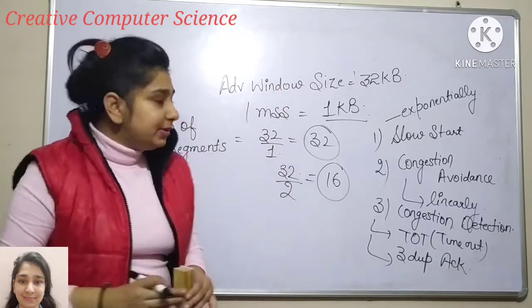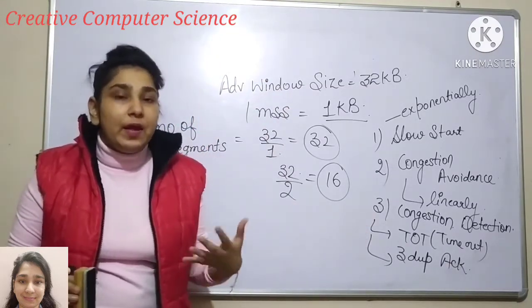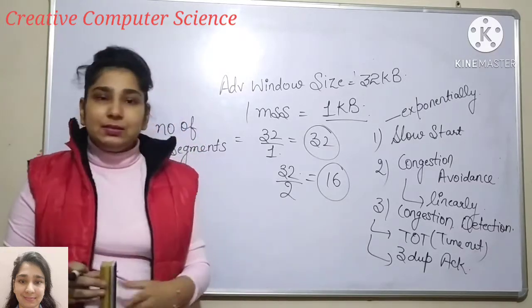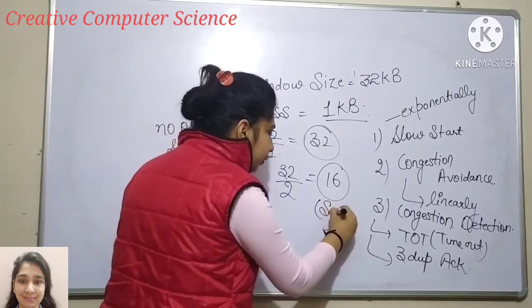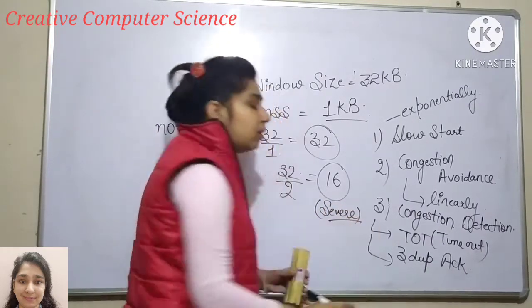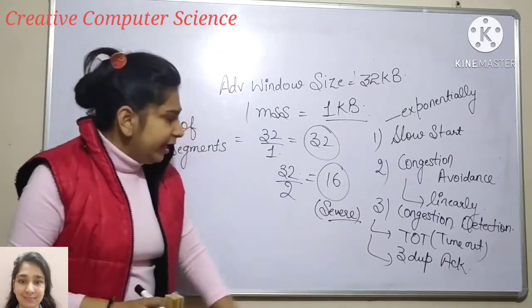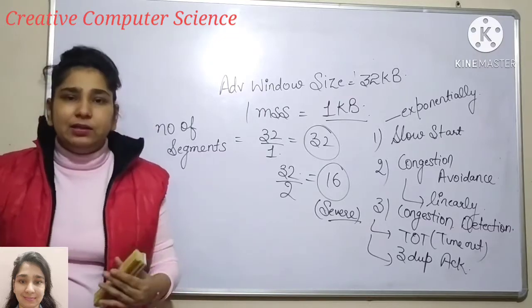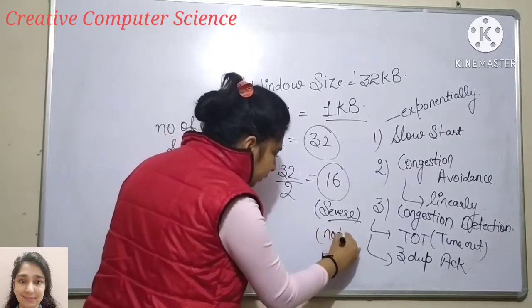Timeout timer means your congestion is really severe. It is very serious, or you can call it critical, congestion you are having. Three duplicate acknowledgements means the congestion is not very critical. It is not severe.